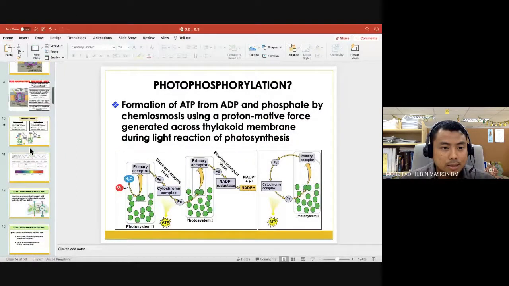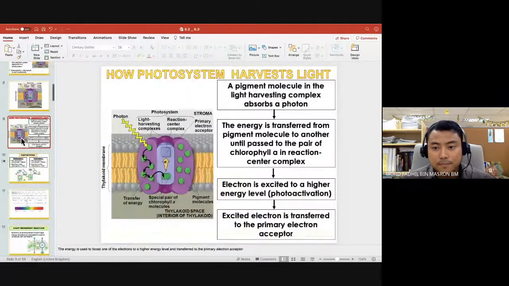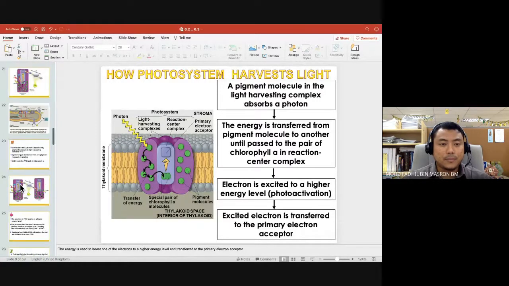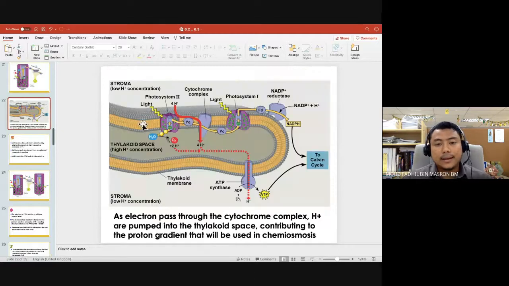Mana tadi point ni saya nak tunjukkan semula dekat korang. Ni photo activation ni, the electron is excited at higher energy level. Okay. Alright. So then the same electron is passed to plastoquinone. PQ ni plastoquinone. Sounds familiar?